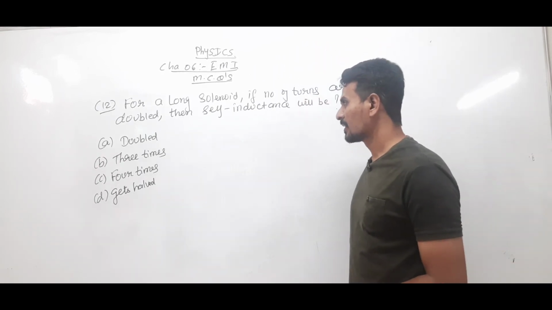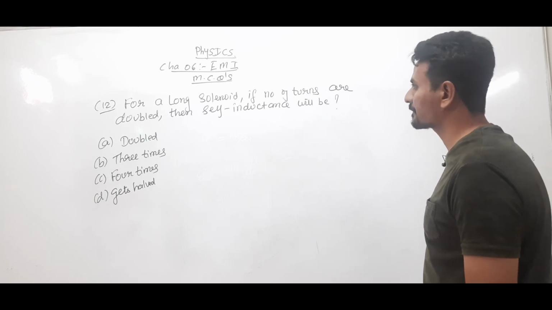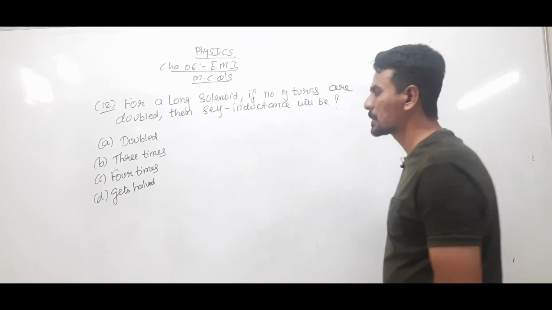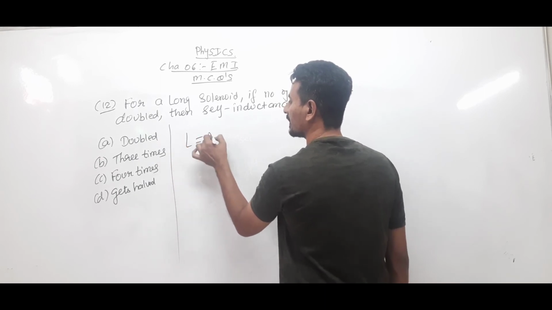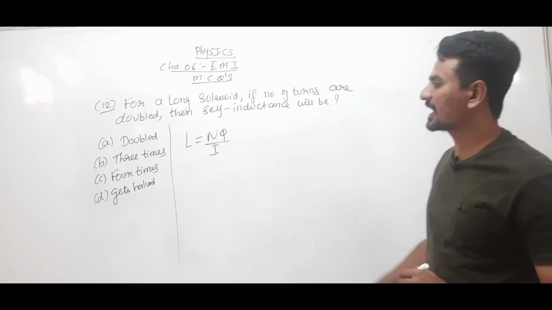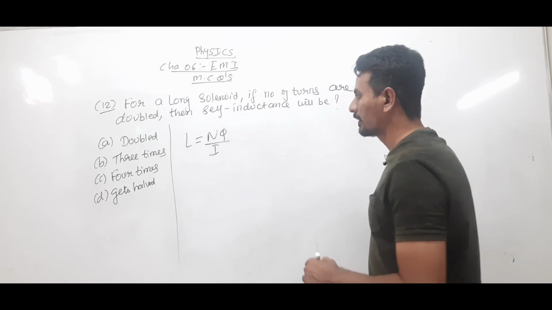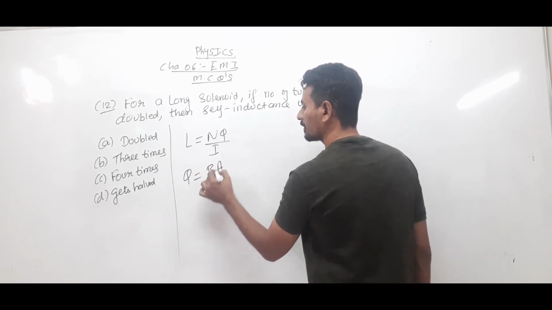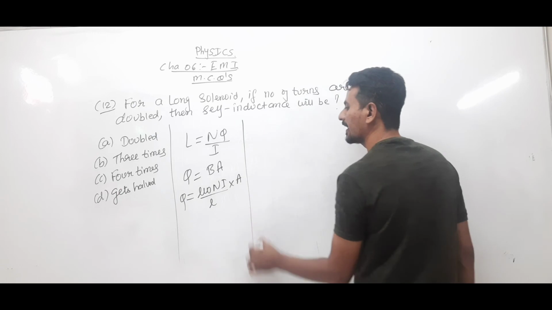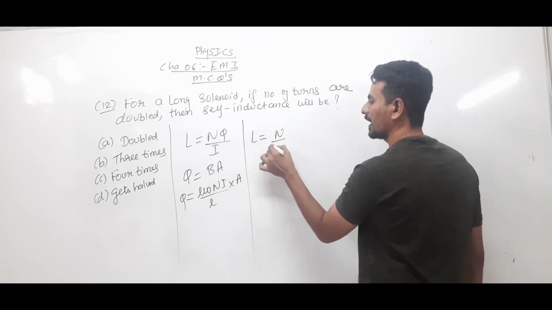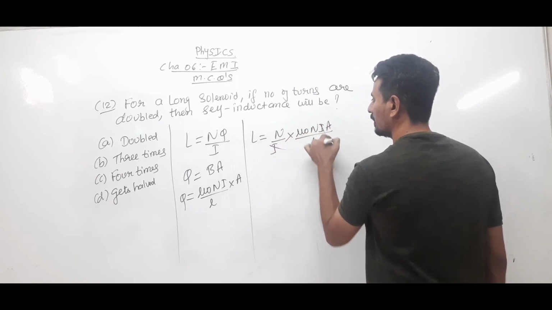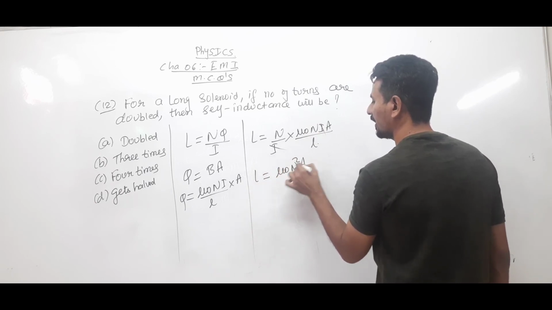Okay, the 12th one. For a long solenoid, if the number of turns is doubled, what will be the self-inductance? See, self-inductance is N phi by I. Don't directly write it as L proportional to N. Flux will be B dot A, and B is mu naught N I by l, times A. So finally, self-inductance L will be N by I into mu naught N I A upon l. So L is equal to mu naught N squared A by l.